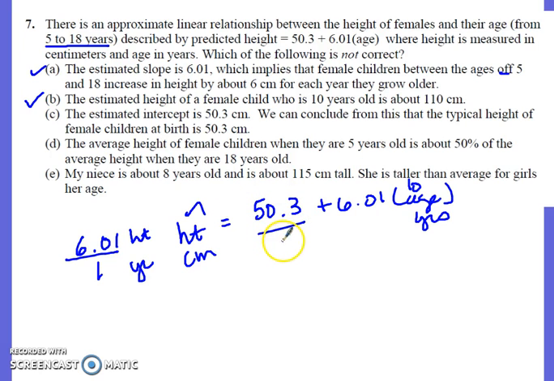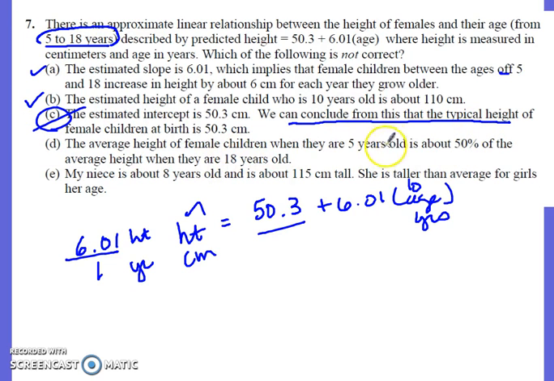We can conclude from this that the typical height of female children at birth is 50.3. That is not true. That is the y-intercept, and if you had to interpret it, you would say the line says that at age 0 the height is 50.3, but we cannot conclude that that's the typical height. We know that that doesn't apply here because they told us this is only effective for ages 5 to 18, so no, you cannot conclude that that is the case.